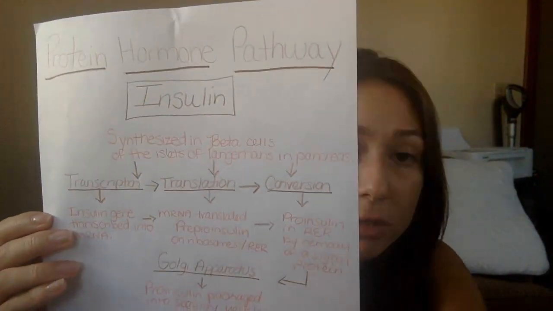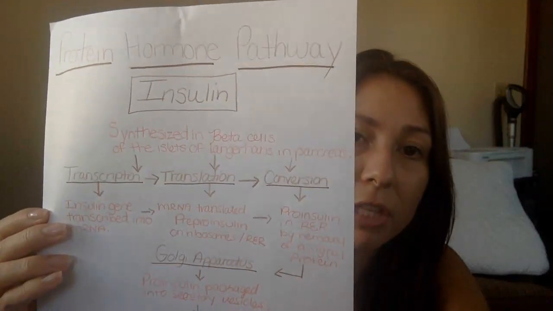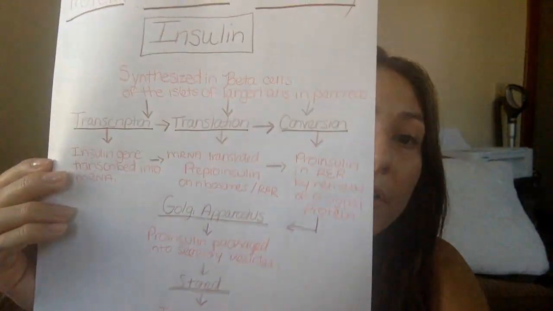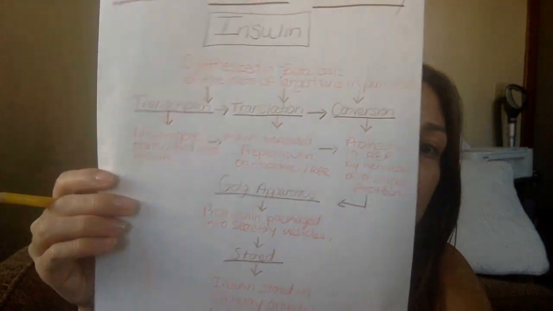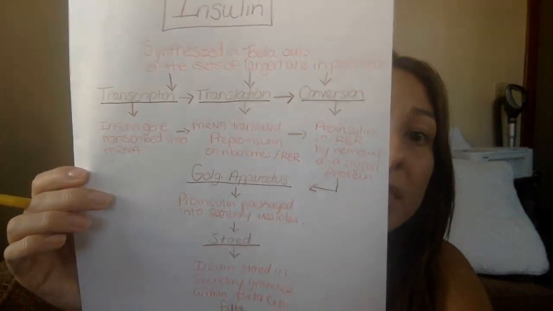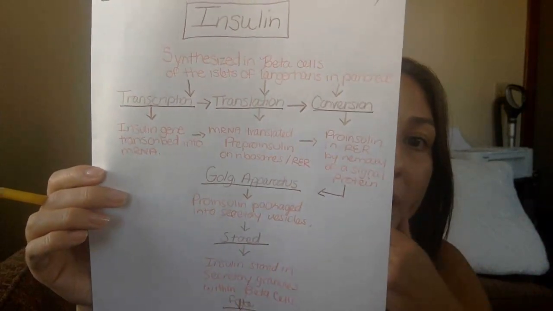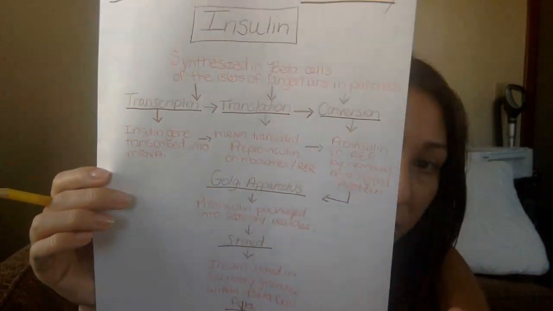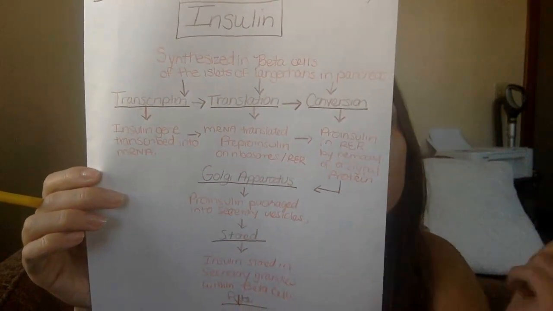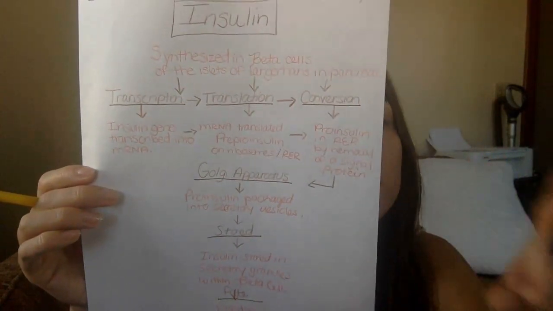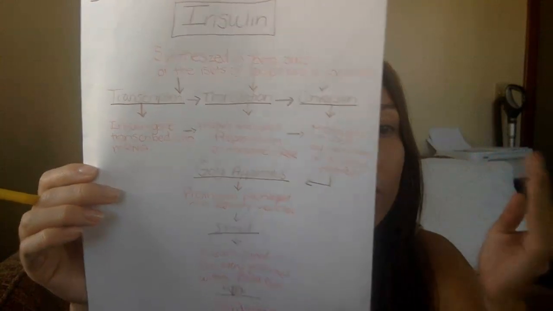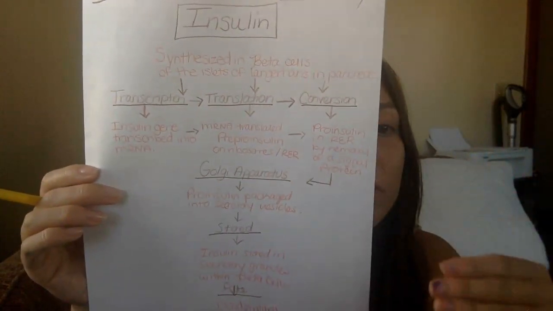Now our next process that I'll be going over is our protein hormone pathway, and for this I chose insulin for the example. So where is insulin made? It is synthesized in the beta cells of the islets of Langerhans in the pancreas. First we're going to go through the process of transcription, then translation, and then the conversion from there.